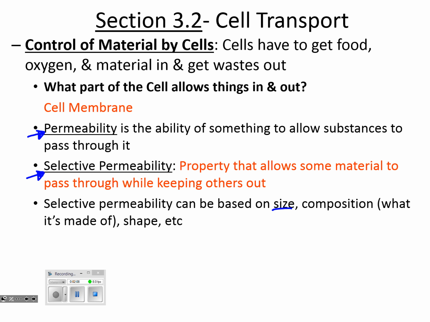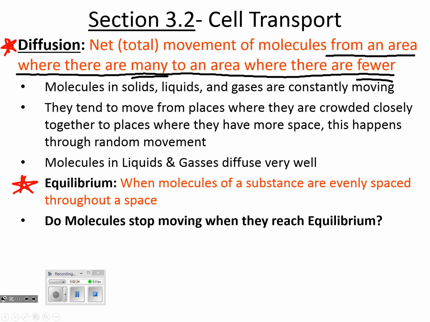Cell membranes work the same way, and cell membranes can selectively be permeable based on things like size of molecule, composition, which is what it's made of, or shape. Okay, those are things that can help a cell membrane to choose what goes in and out of it. Okay, that's how it can control what's coming through.